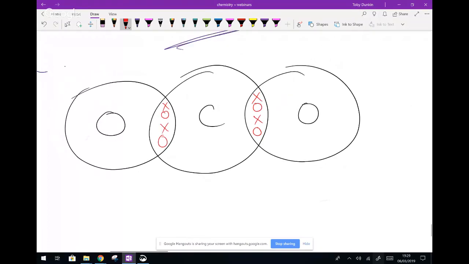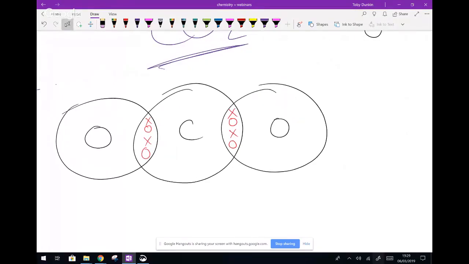Now, at this point, I need to consider, and here is the most important point I can make so far in this webinar: you've got to make sure everybody is happy. Carbon is happy. Why?